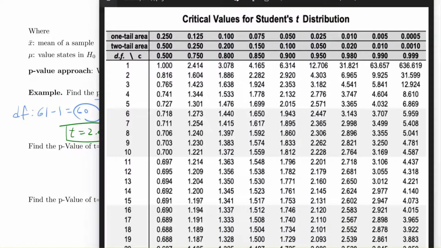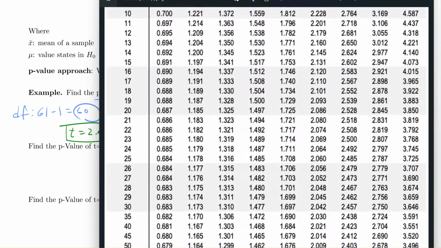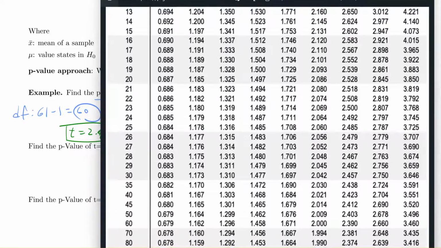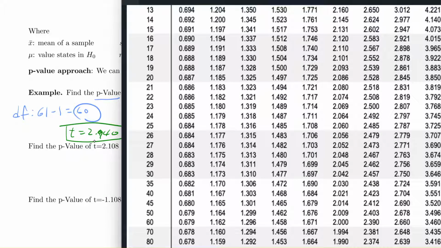Here's the t table. Since this problem is saying left tail, we can read the one tail area. So we're looking at this row right here. Degrees of freedom was 60, so I go down to 60. And from here, I find the two numbers that are smaller than 2.94 and greater than 2.94. If I go down here, 2.94 is between these two numbers, 2.660 and 3.460.